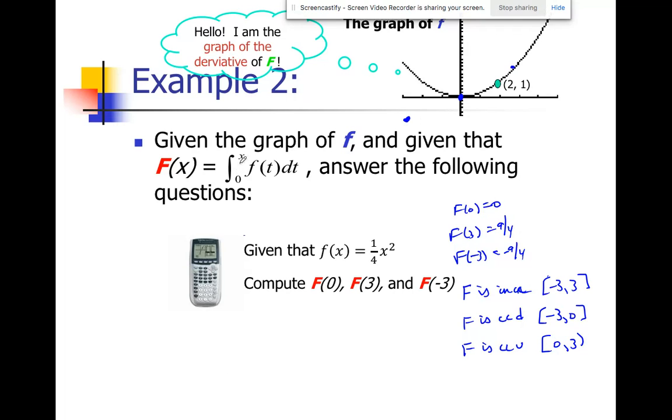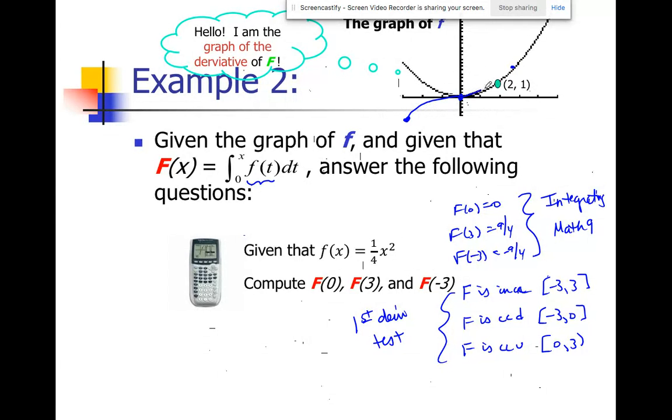Just looking at the graph of the derivative, I got all of this from the first derivative test. And then I got a couple of values here from actually integrating. But again, we used math 9, right? We had our calculator. But notice what I can draw. I can now draw increasing concave up, increasing concave down.